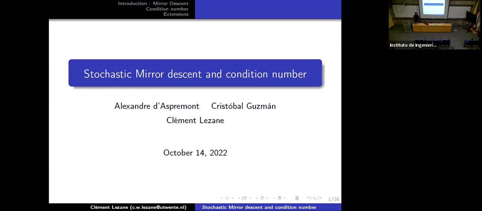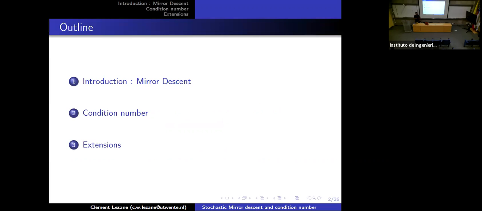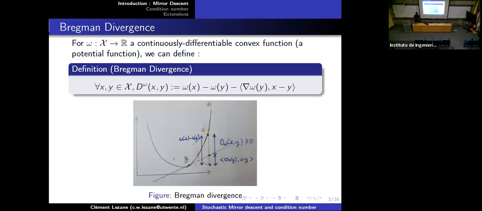So we're going to follow this kind of scheme. I'm going to do some introduction, and then talk a lot about conjugate number because it's a really important problem. And then we're going to talk about the extension, which is actually the paper we are working on with Alex and Christopher. So the mirror distance.